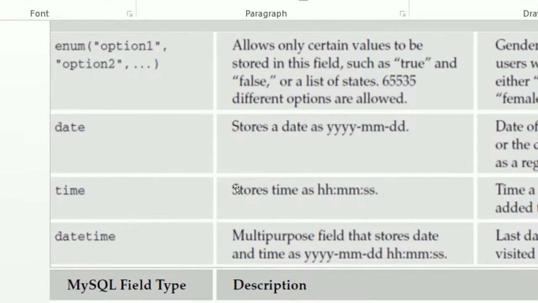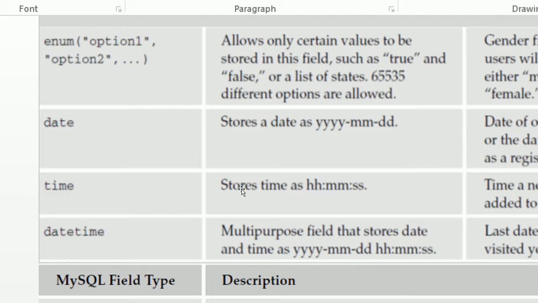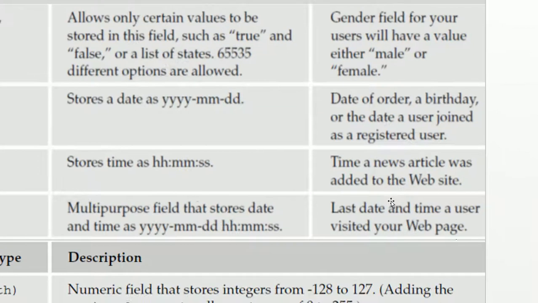Then there is another data type, which is a combination of date and time. Date and time will allow you to enter the date and also enter the time. Or if you want to pick it from the system, we already discussed in the last lecture that with the help of the date function you can pick the value from the system date and system time, after setting the default location. So you can just save the last date and time a user visited your web page.